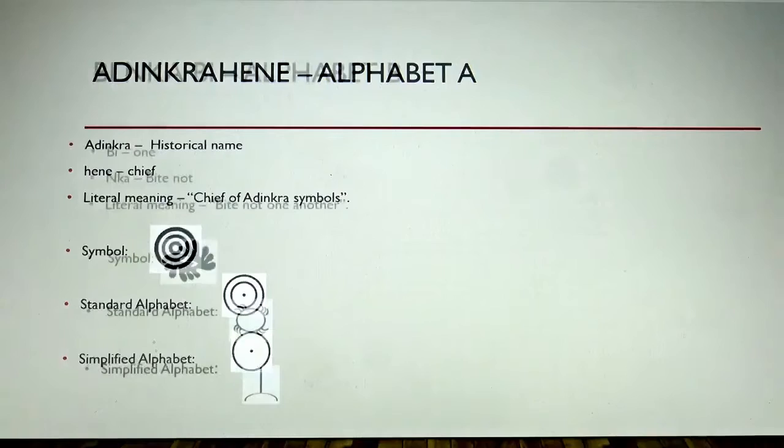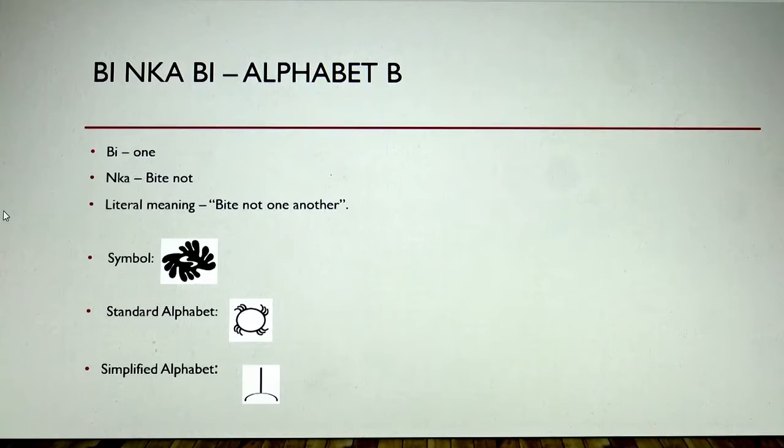Bin Nka Bi is assigned to alphabet B. Bin Nka Bi means no one should bite another, literal meaning bite not one another. And this is the Adinkra symbol. These are the alphabets.